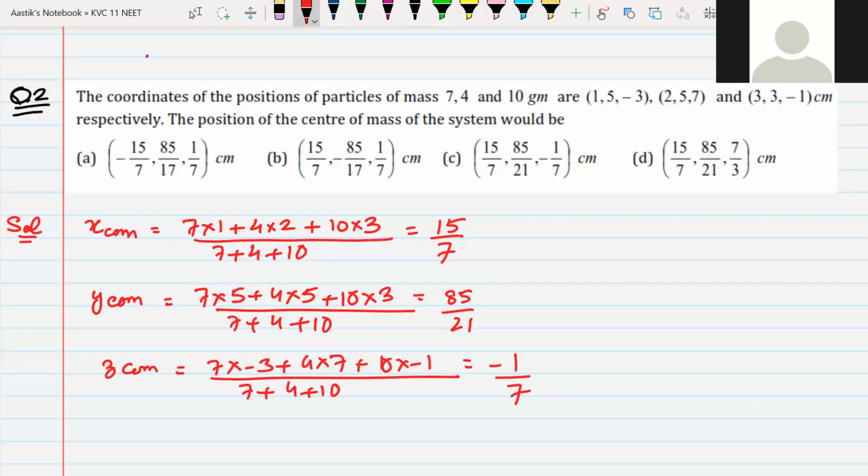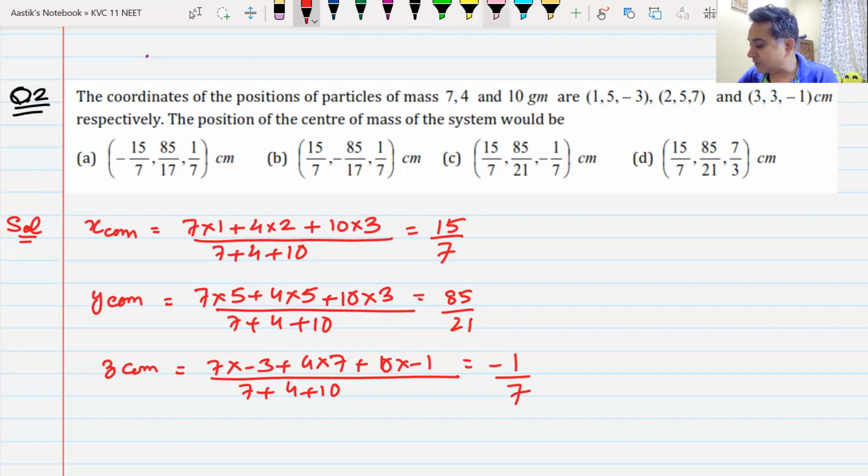You can put all the three together and match. Which option is matching? I think option number C is matching, and that is our answer. Did we get this, everyone? We understand this, yes or no? Well done. I must congratulate you.